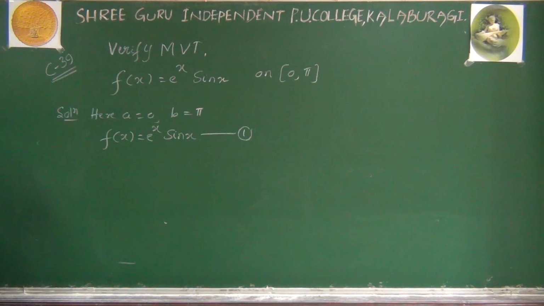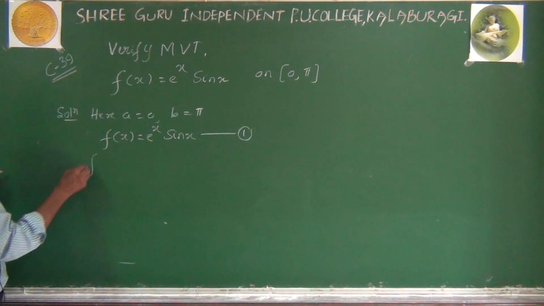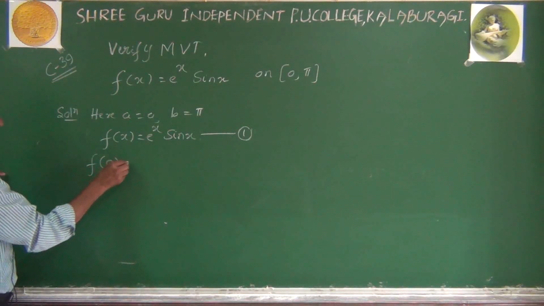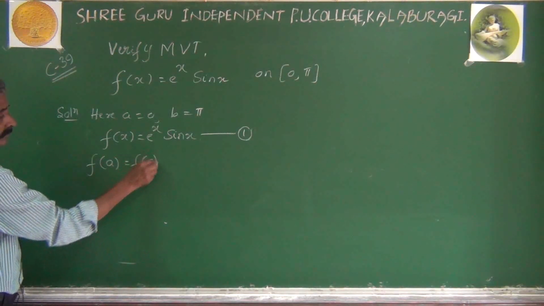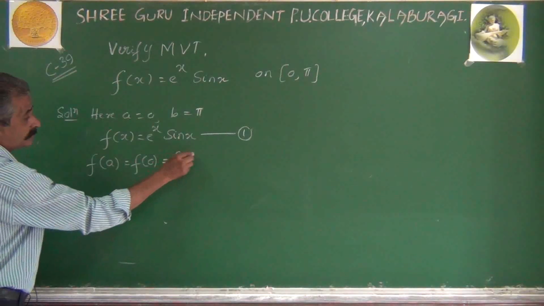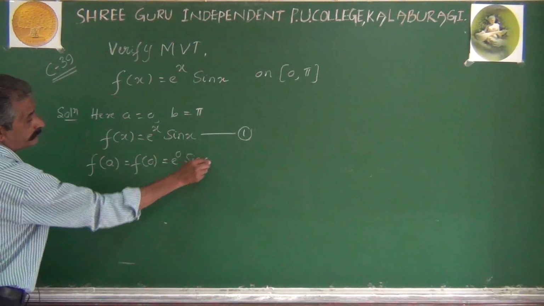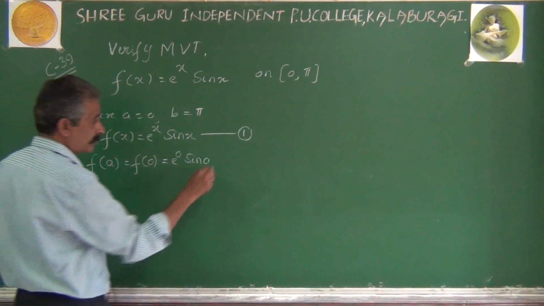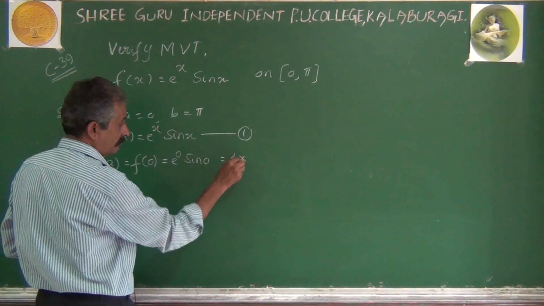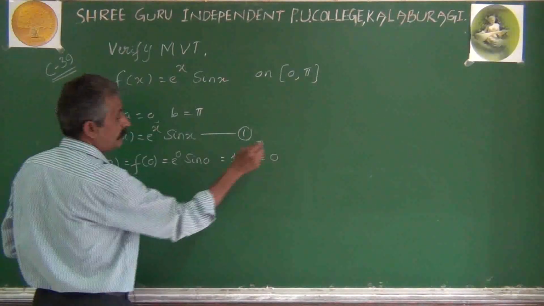Let's differentiate. Before that, let's find f of a and f of b values. f of a means f of 0, which is e power 0 into sin 0. No doubt e power 0 is 1, but sin 0 is 0, so the total value is 0.